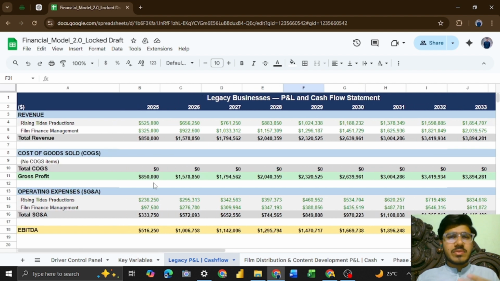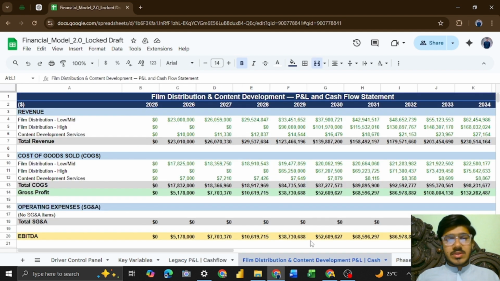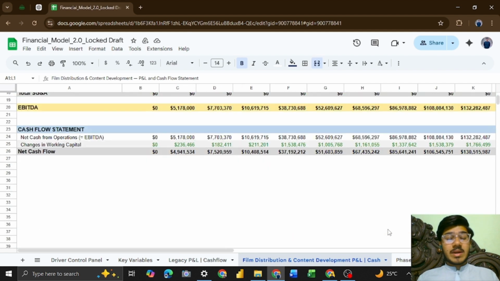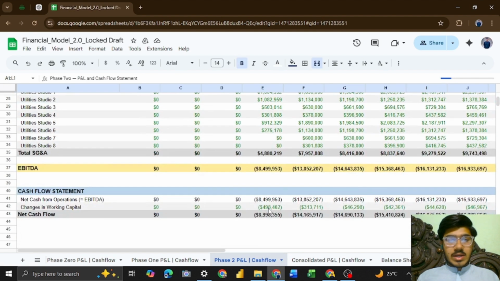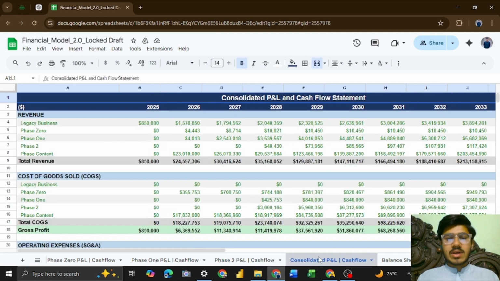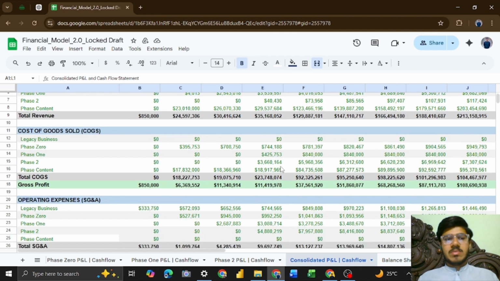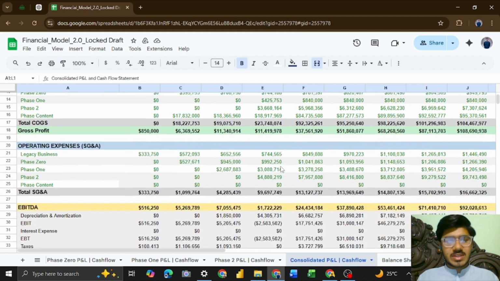The time period of these profit and loss and cash flow statements is from 2025 to 2035, as you can see. Then there are the P&L and cash flow for the next phases of the business, and we can go through all of those. And at the end, we have the consolidated view, where all these phases of the business are present.